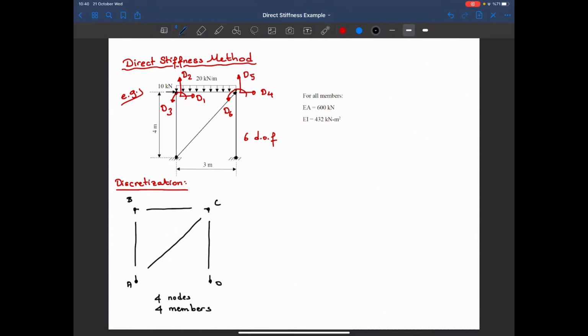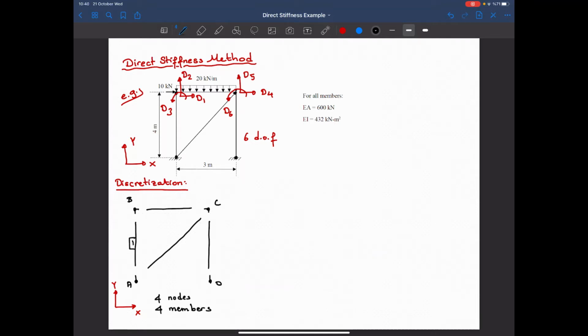Okay, now let's determine the members. So I will define my global axis as follows. This is global Y, this is X and Y, and I'll just show it in here. Remember that I assigned the structural degrees of freedom by using the global degrees of freedom.